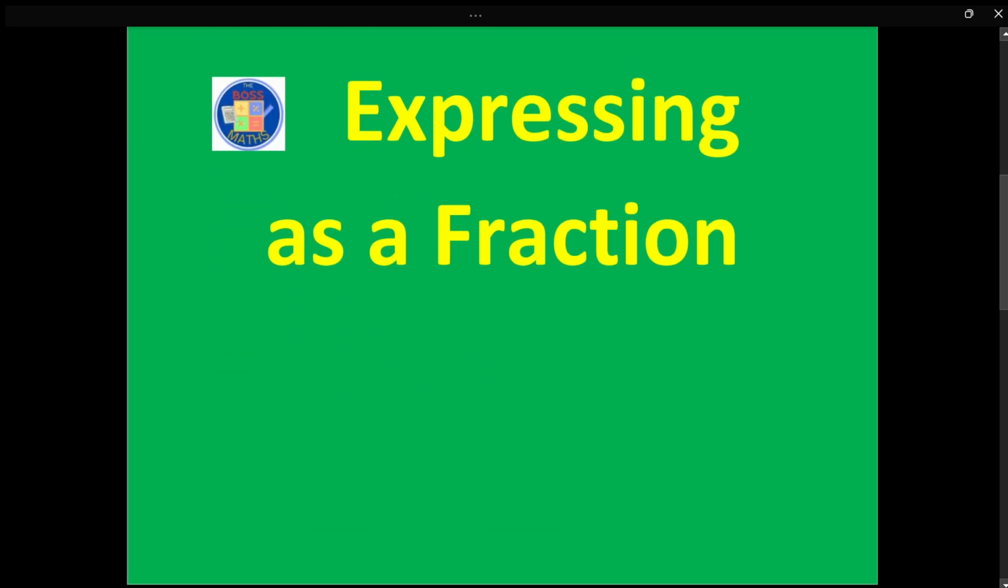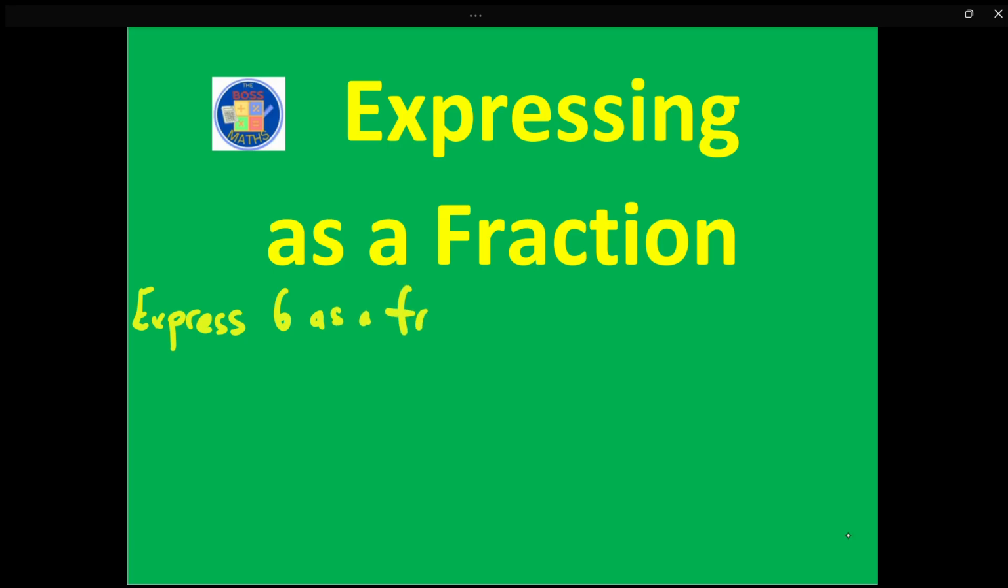Today we're going to be looking at expressing as a fraction. The kind of questions we're dealing with here, the question would say express something as a fraction of something else. So we will look at two scenarios here. The first one, the question would just say express 6 as a fraction of 24.